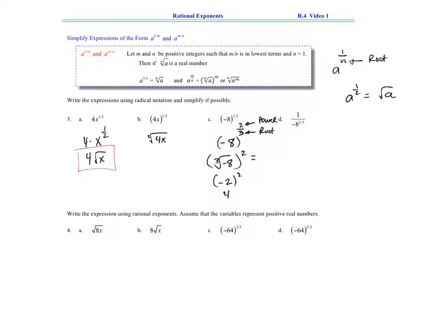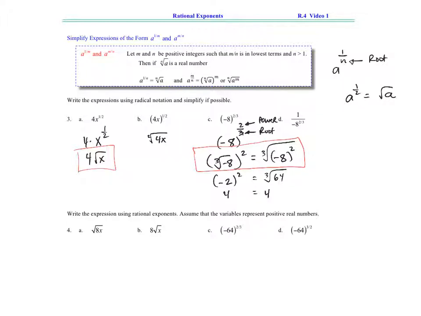Notice that the power of 2 and the root of 3 happen at the same time. So I could have written that as -8 squared, and then take the cube root of all of that, and you're going to end up getting the same answer. -8 squared is 64. What times itself 3 times is 64? It's 4. So either one of those will get you the correct answer. Often it's easier to take the root first and then square it because our numbers are a little bit smaller.